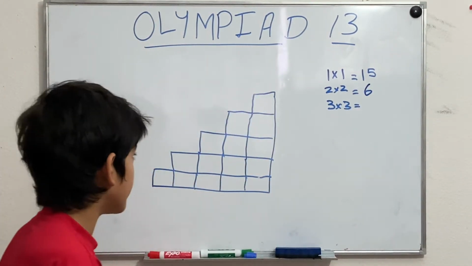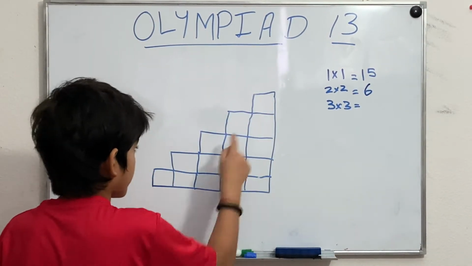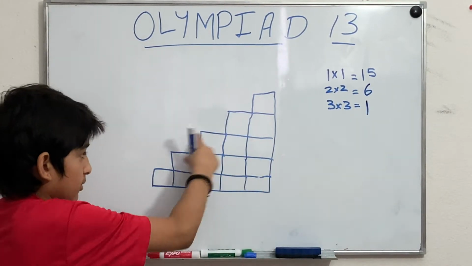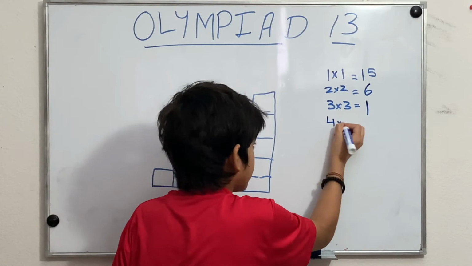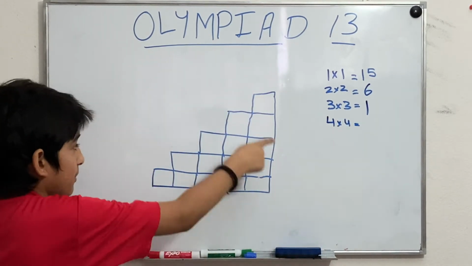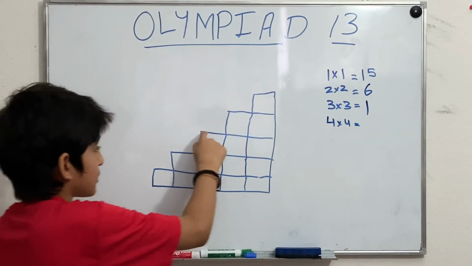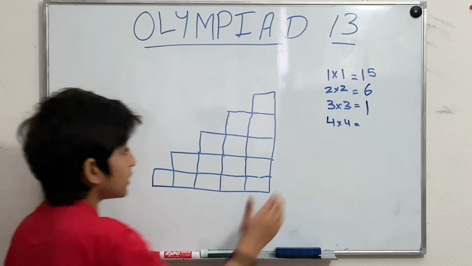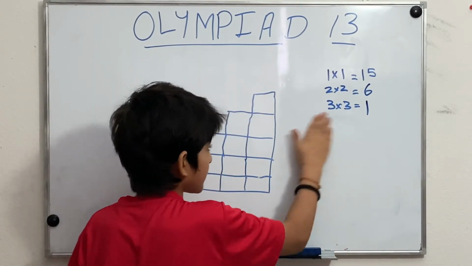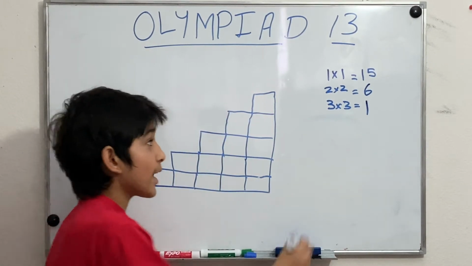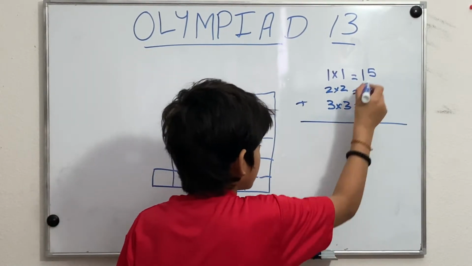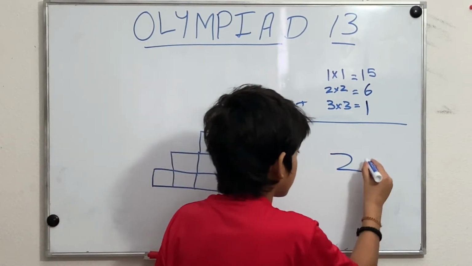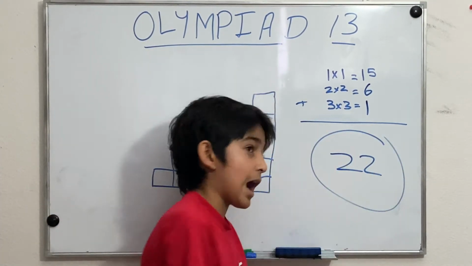How about 3 by 3? There's only one 3 by 3 over here. Now how about 4 by 4? Well, there is no 4 by 4 because 3 by 3 is the biggest. You can see, otherwise you have to exceed this figure, which we cannot do. So there are no 4 by 4s. And the question asks for how many squares there are, so we have to add these. 15 plus 6 is equal to 21, and 21 plus 1 is equal to 22 as our answer.